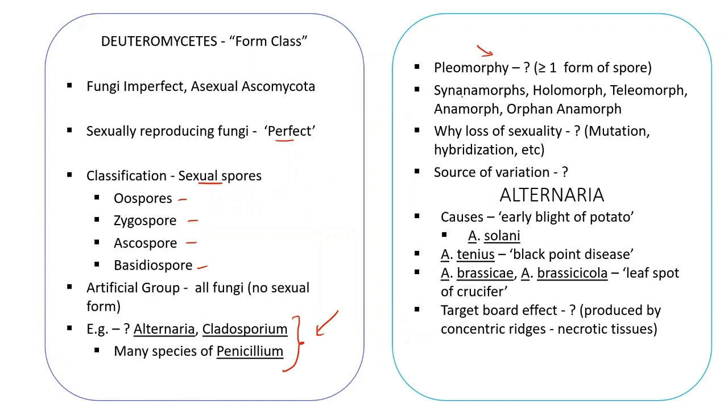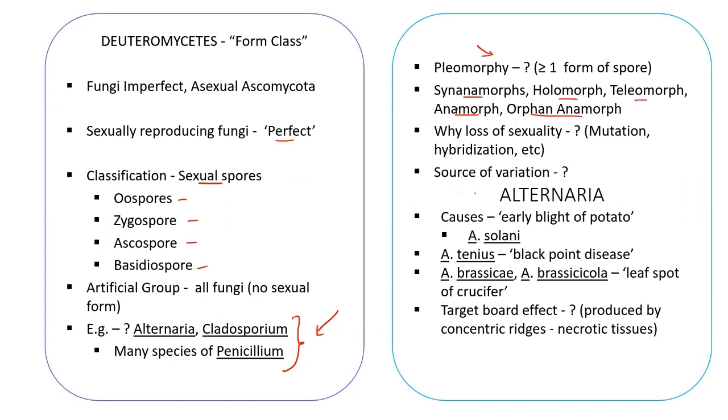The important terms that you should know are synanamorph, holomorph, teleomorph, anamorph, and orphan anamorph. So you should know these terms. Then why is there loss of sexuality? It is through mutation, hybridization, etc. You should know these terms, as well as why no sexual reproduction is reported. And if sexual reproduction is not happening, then what is the source of variation?